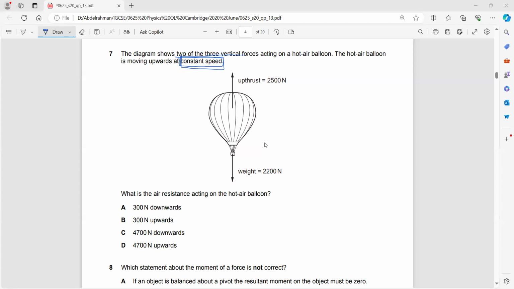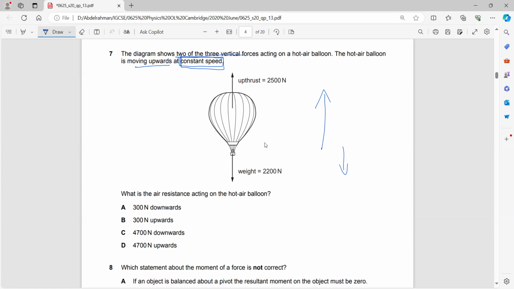This hot air balloon is moving upwards. This is the direction of the motion. When you have the direction of the motion upwards, the air resistance has to be opposite to the direction of the motion. The air resistance must be downwards. The air resistance cannot be upwards. The air resistance cannot be in the same direction of the motion. If you have a car, for example, that's moving to the left, the air resistance has to be to the right. Yes, that's it. Okay.